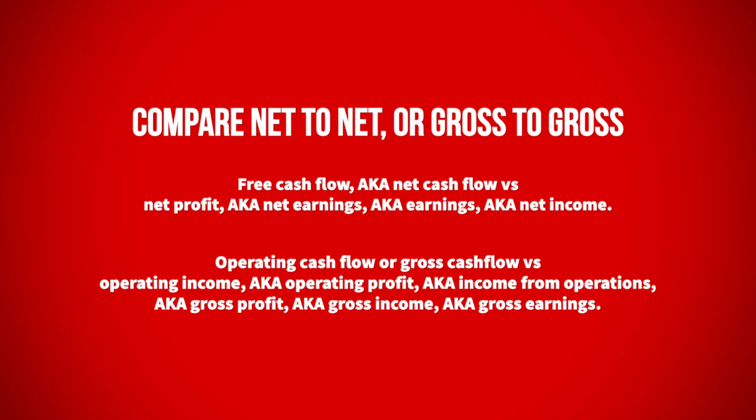And we can find that model in several places, but to get back to the theme, you want to be comparing net to net or gross to gross. They come by many names: free cash flow or net cash flow compared to the net profit or net earnings or net income. And then the gross figures like the operating cash flow or gross cash flow versus the operating income for operations, also known as gross profit. It depends where in the world you're from as to which name is used, but they're all the same meaning.